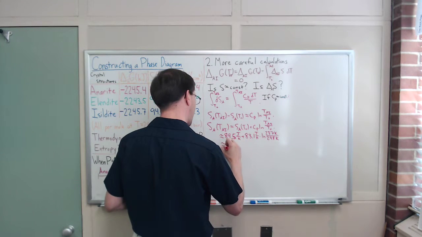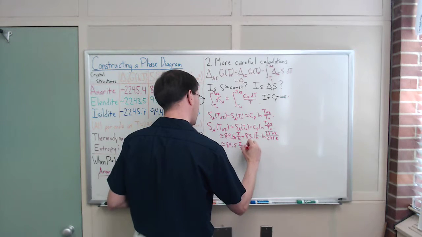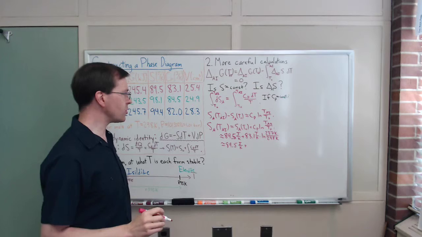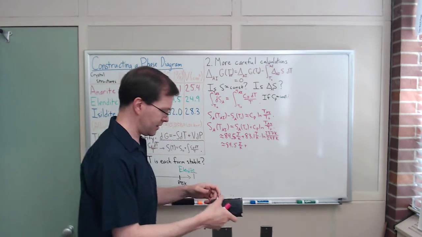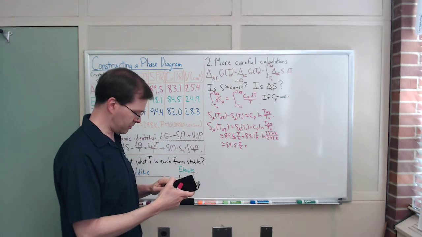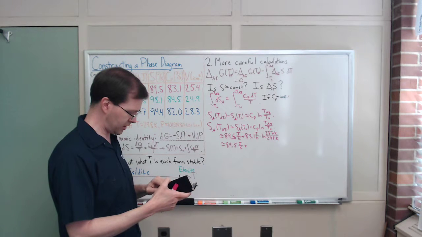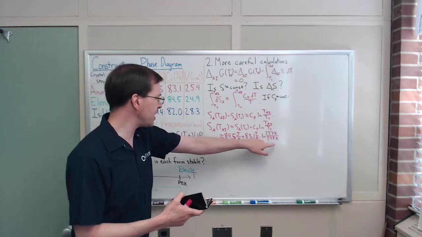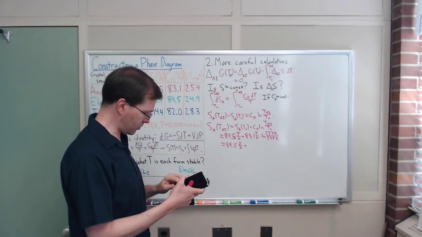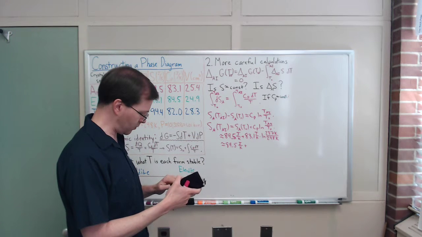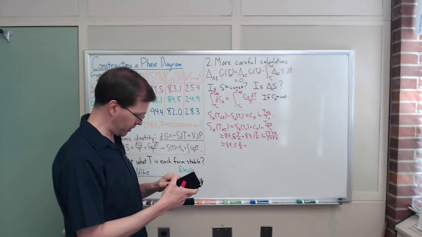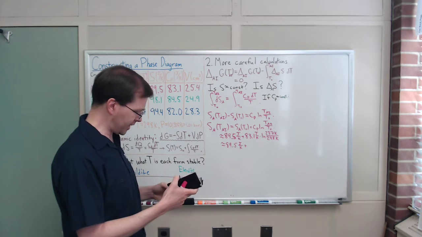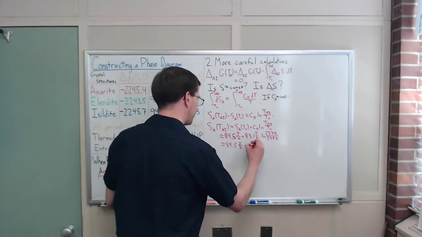And when I do that, I get 89.5 joules per Kelvin plus, what is this? Natural log of 237 over 298. I'll do that really quick: 237, 298, natural log. Minus 0.23 is this. And so times 83.1, I get minus 19.